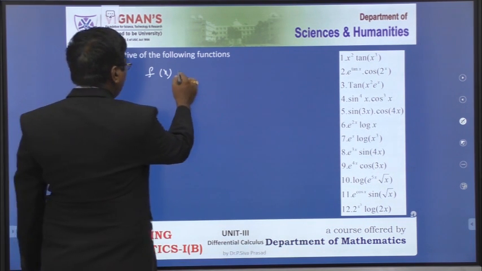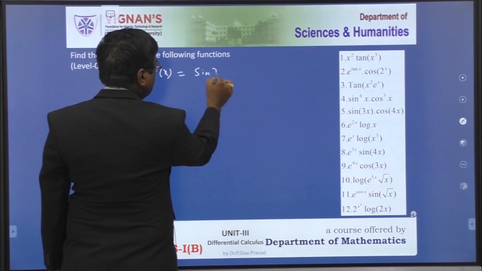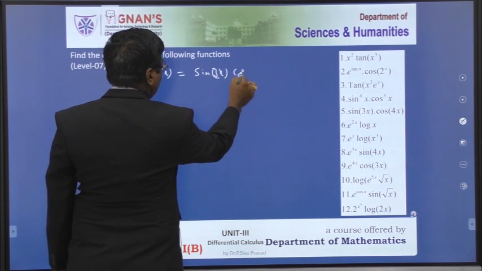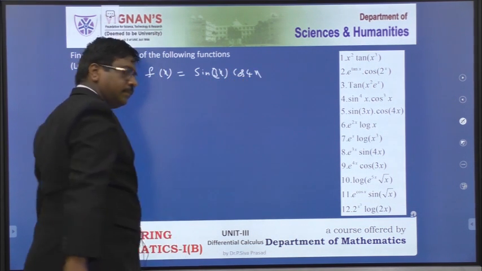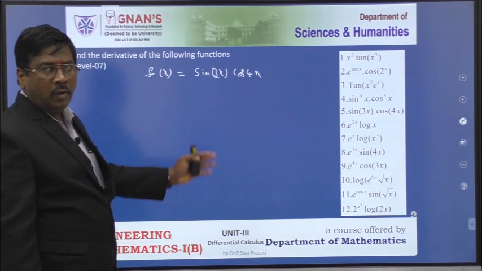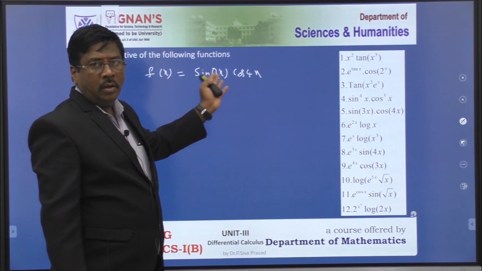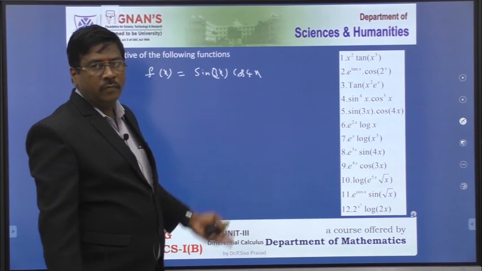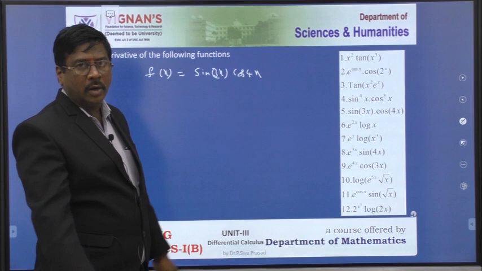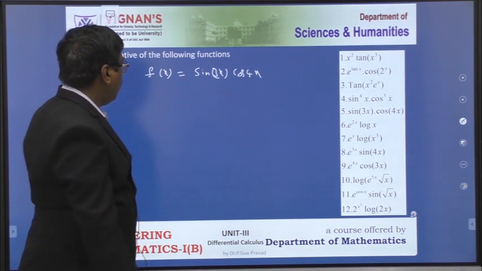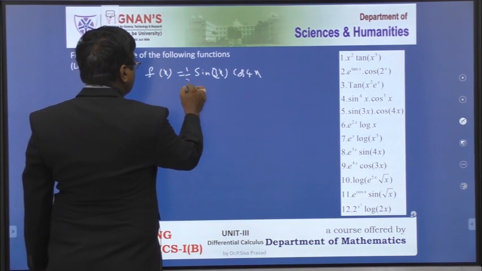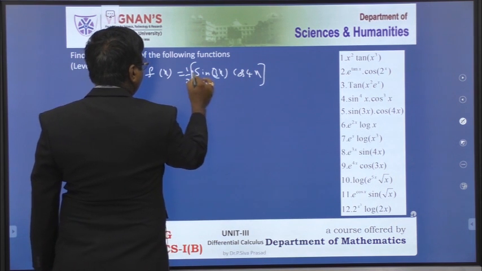So f of x is equal to sin 3x into cos 4x. Basically, you have to assume this one to be U and this one to be V. So apply the derivative of the function, the UV formula. That is the regular method you have to follow. But here, I have to apply multiplication and division with 2.